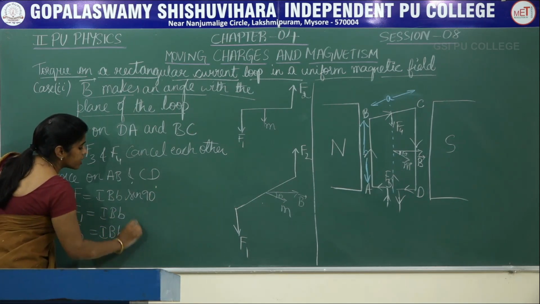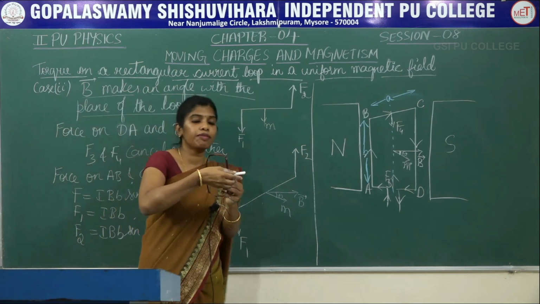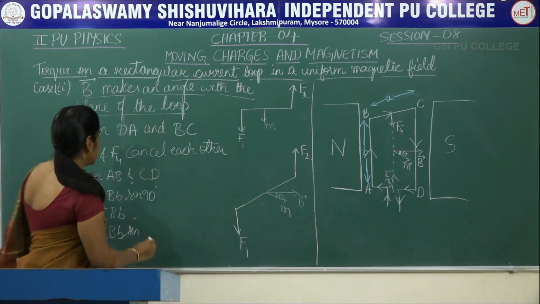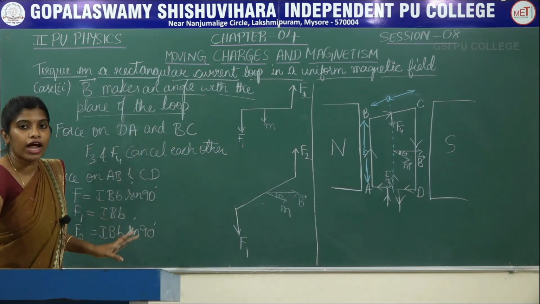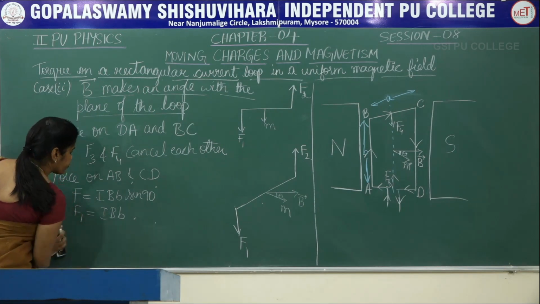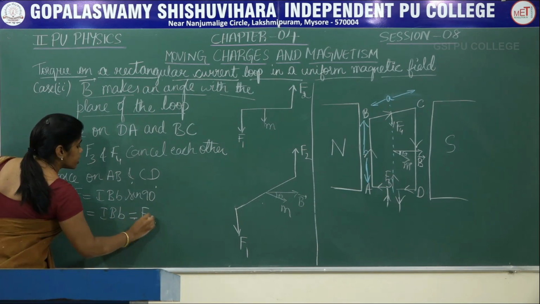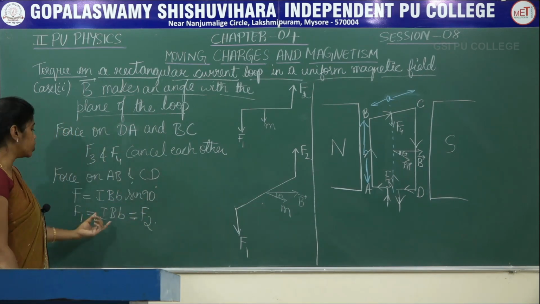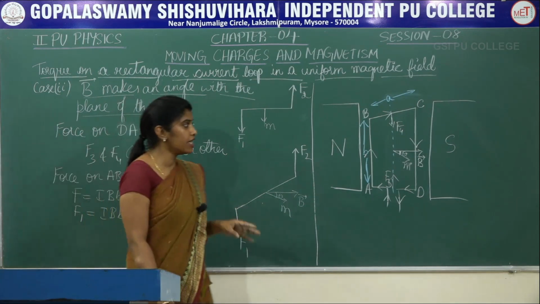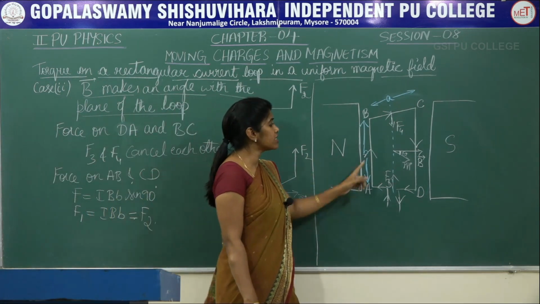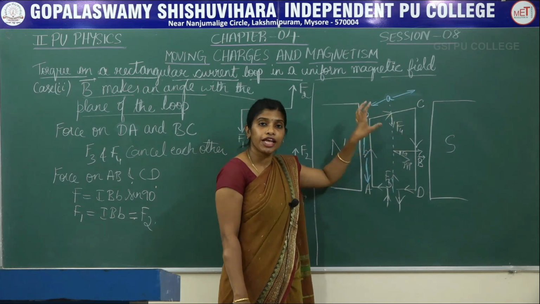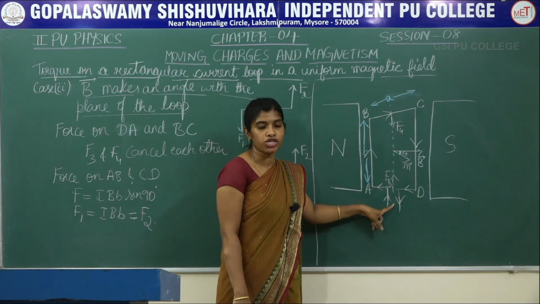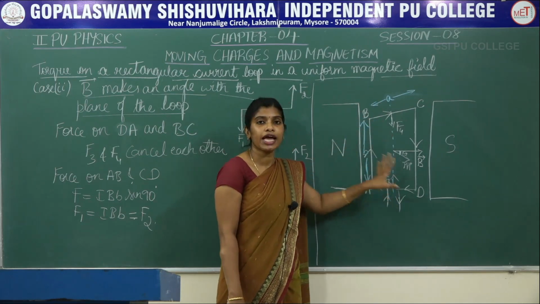And what about the angle? It is sine. Even the magnetic field and the length here is perpendicular to each other. Therefore, it is again 90 degree. So, here F1 and F2 both are equal to IBb. So, till now we have seen that the forces F3 and F4, which are equal in magnitude but opposite in direction, acting on the same line of action, therefore both the forces have been cancelled.